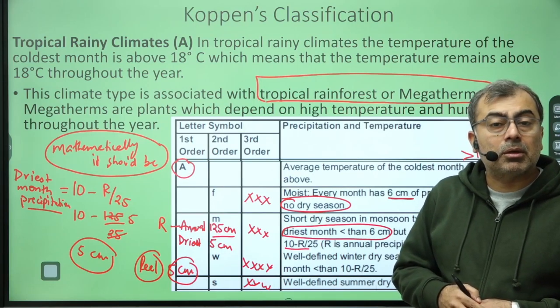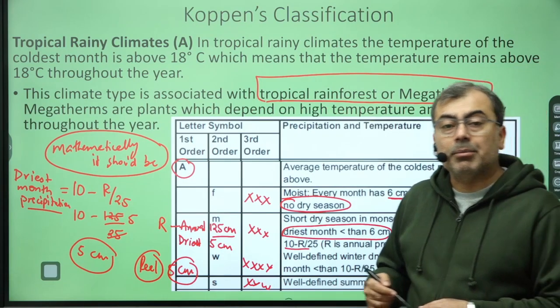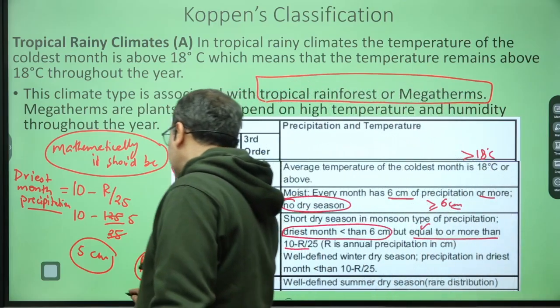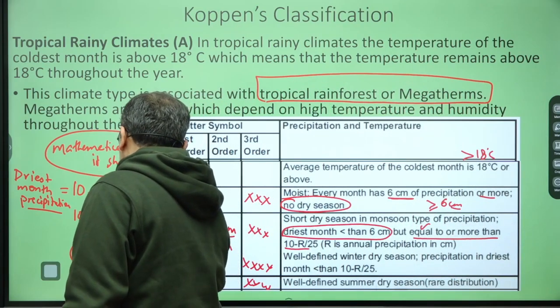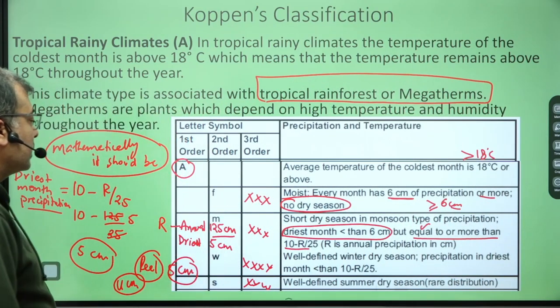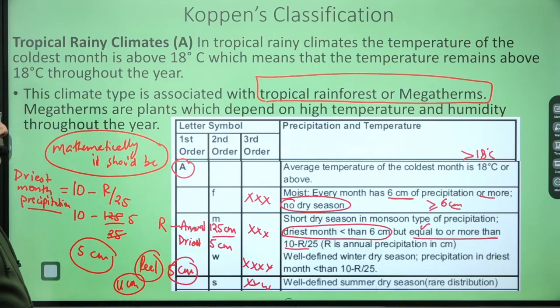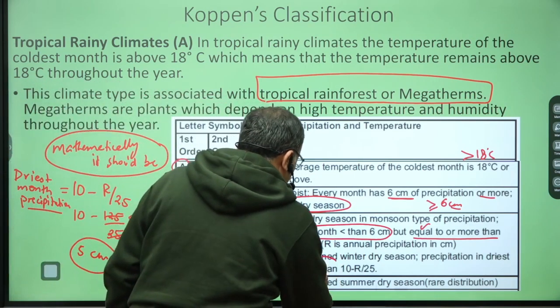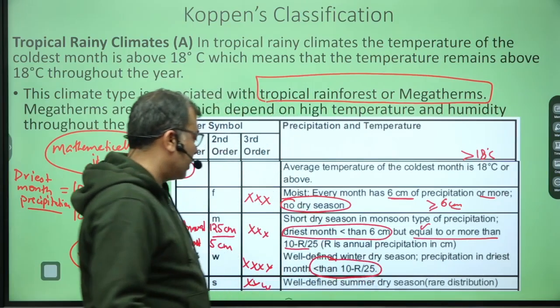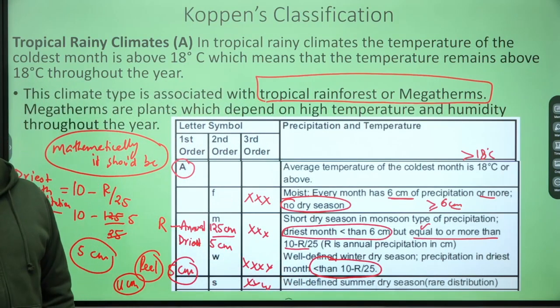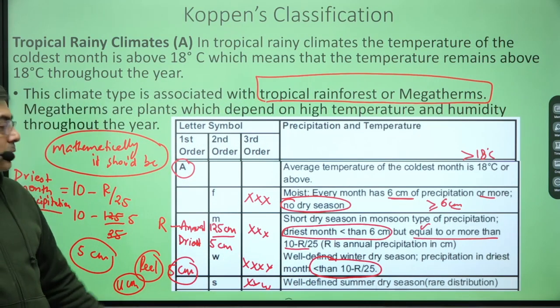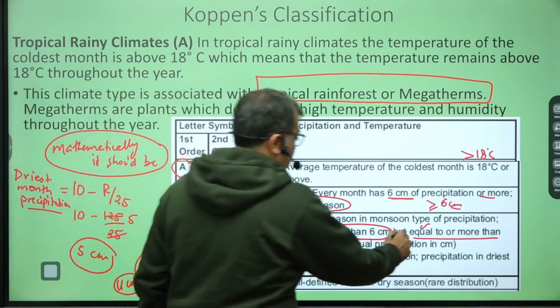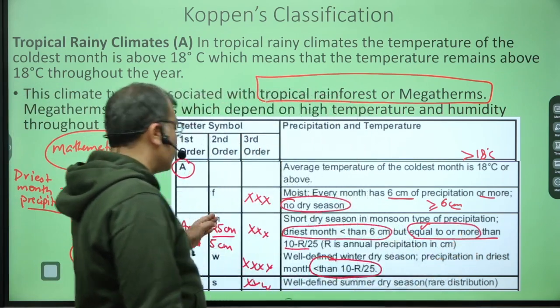Now what will happen is, if it is coming 4 centimeter, if the real one, the driest month, is 4 centimeter, then is it less than 10 minus r by 25 or not? Yes or no? उधर तो equal to or more than होना चाहिए था. Equal to and more than will make it M.